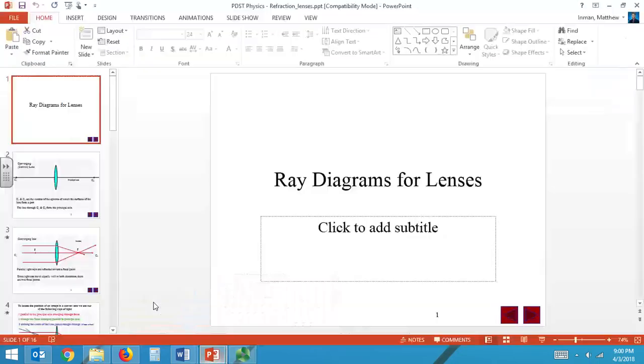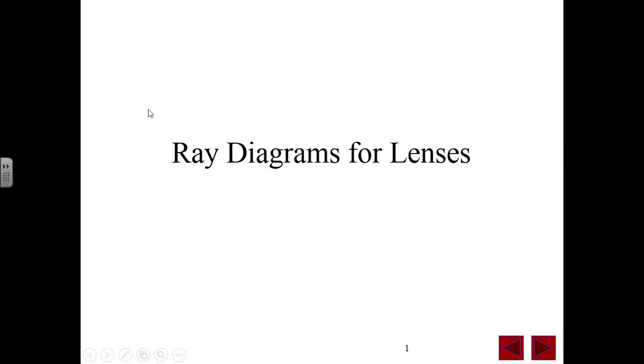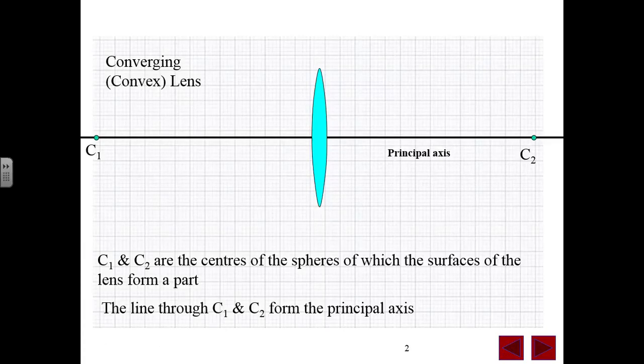So in this lesson we're going to start looking at lenses in a bit more detail. We're going to specifically look at how ray diagrams work for lenses. So kind of like mirrors, there are two general types of lenses that we deal with. One of them is what's called the converging lens. It happens to be the convex lens, where the convex mirror was the diverging mirror.